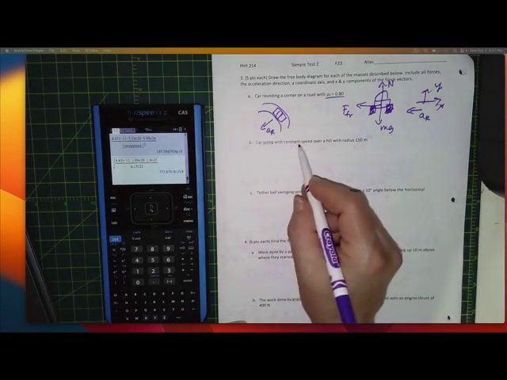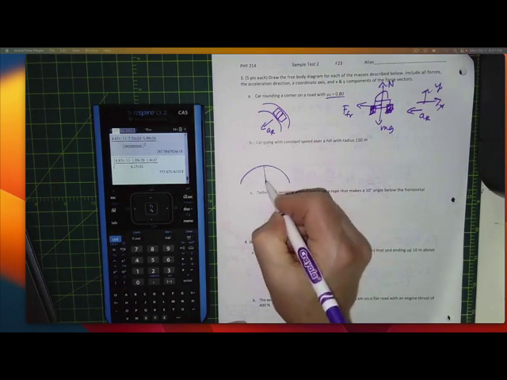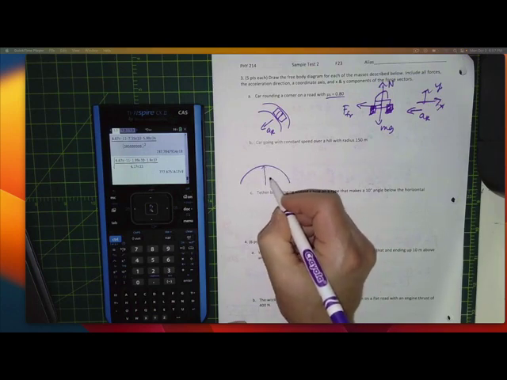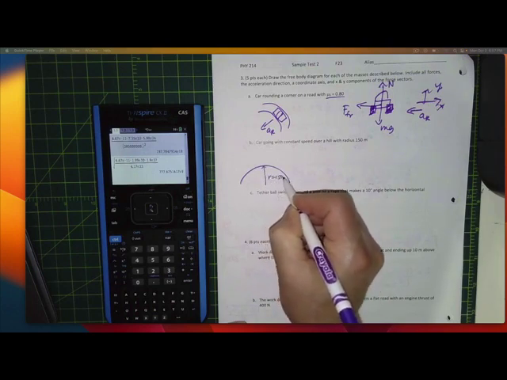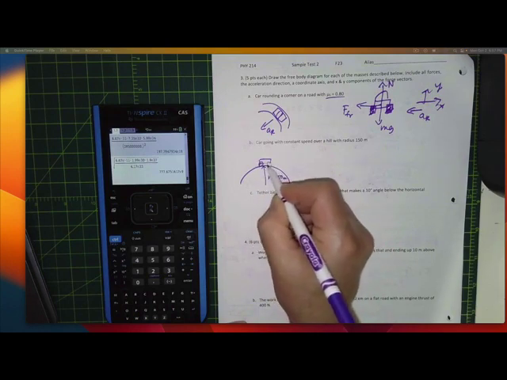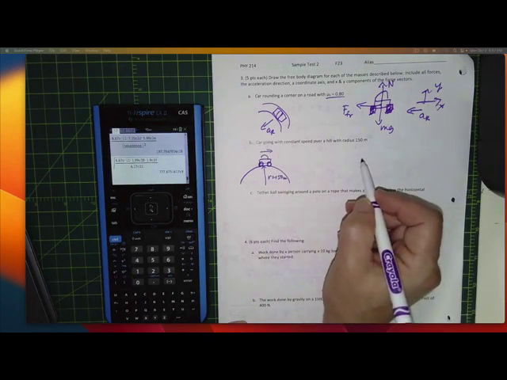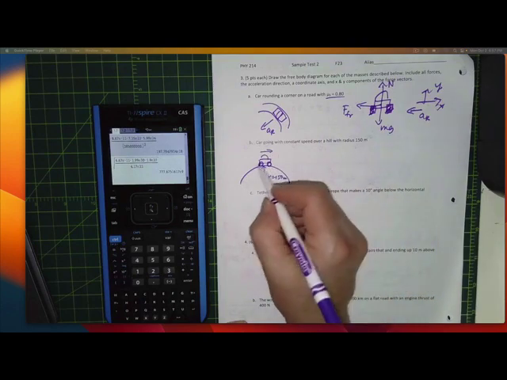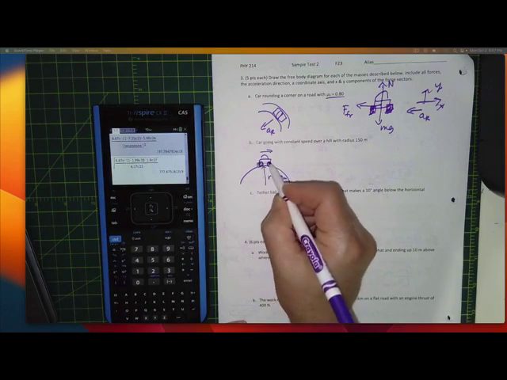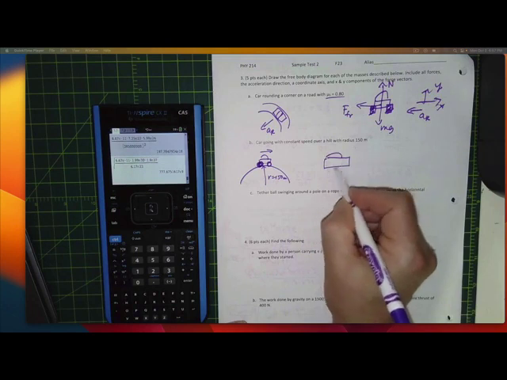All right, a car going with constant speed over a hill. So we've got a round hill, radius 150. And we've got our car going this way now, over the hill. So we'll look at the side view of the car this time. So, side view of my car here.